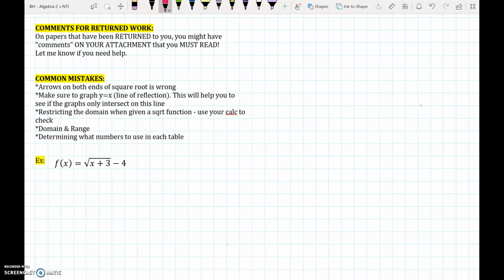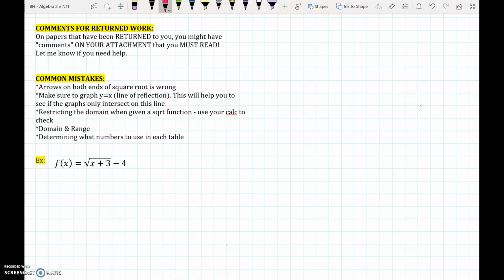So some common mistakes when you're graphing. Putting arrows on both ends of the square root, that is wrong. Remember, when you're graphing a square root function, it's half of a parabola, so it has a restricted domain. The second thing was make sure you're graphing the line y equals x, which will always be the line of reflection. The function and its inverse will be symmetrical to that line, so it'll help you check your answer.